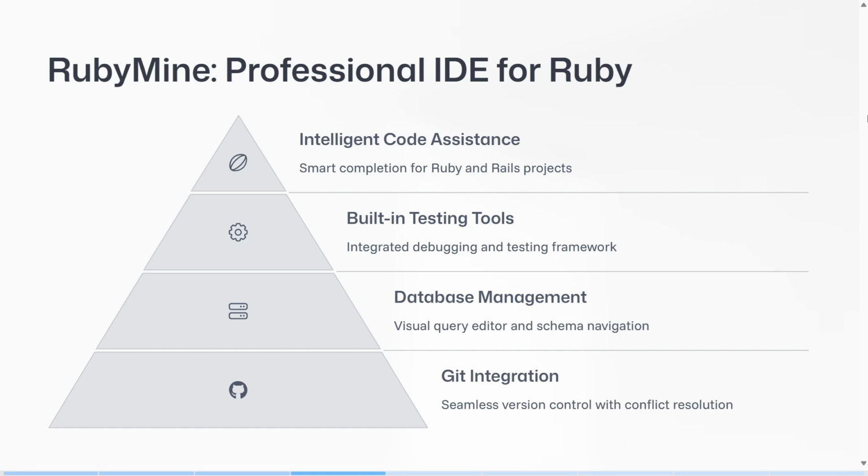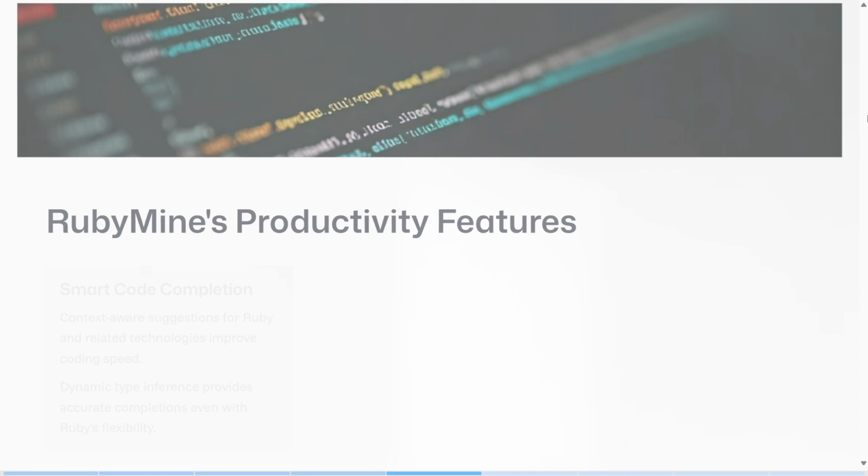So let's have a look at RubyMine now. RubyMine is a professional IDE for Ruby. It offers smart completion for Ruby and Rails projects. It's got integrated debugging and testing frameworks. It's got a visual query editor and a schema navigation system. It's also got seamless version control with conflict resolution, which is a fantastic integration.